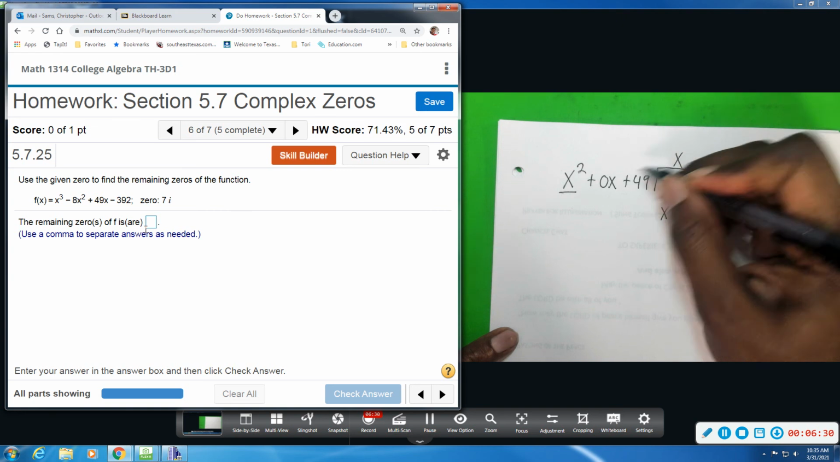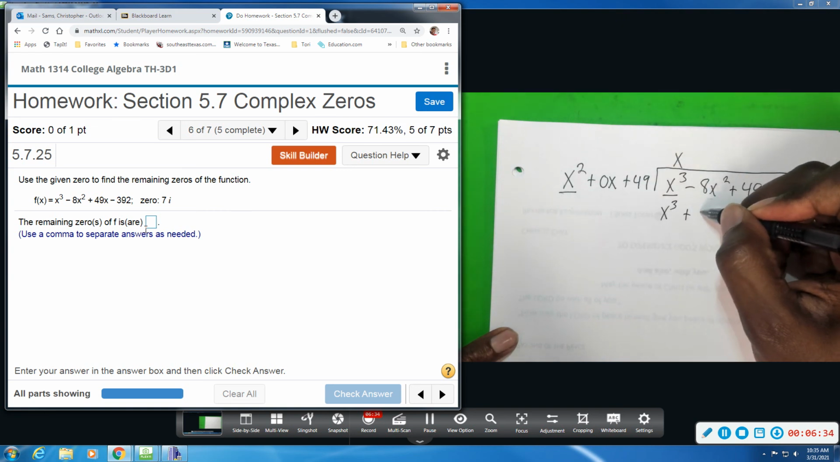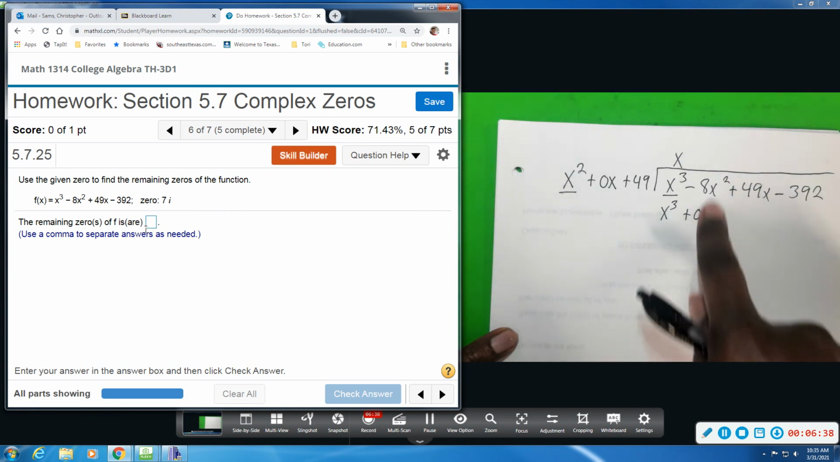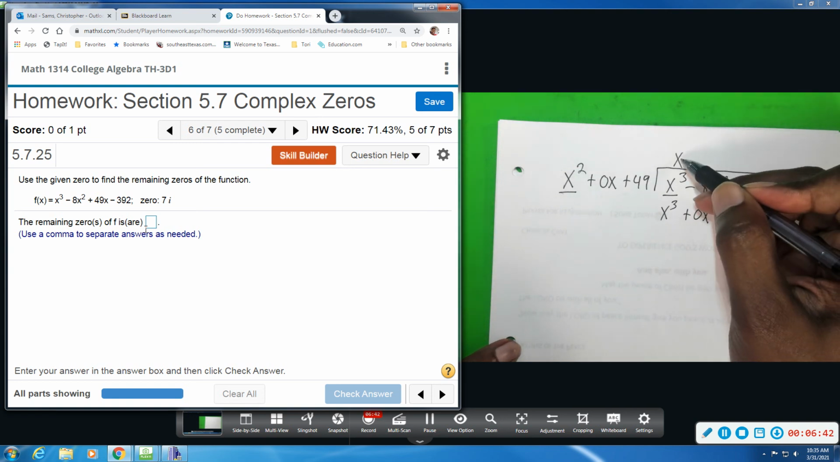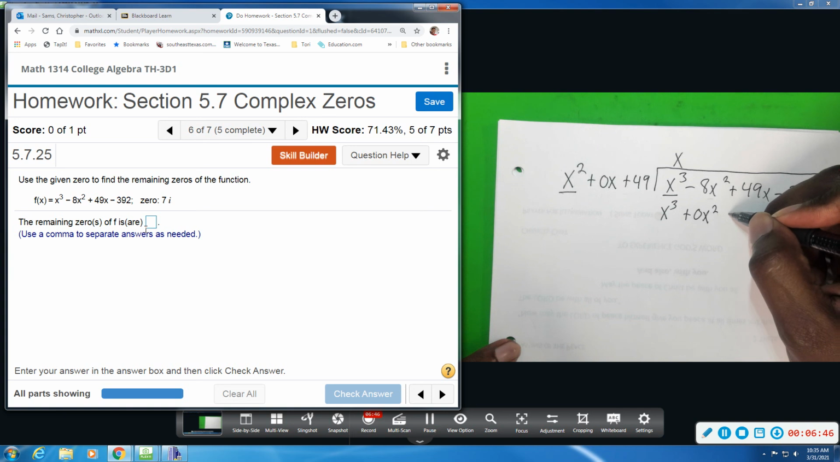When I do x times x, we get x squared. So I'm just going to say plus 0 x squared. So if you didn't have this term here, you wouldn't know what to write here, and it would kind of mess everything up. Then x times 49 would just give us 49x.